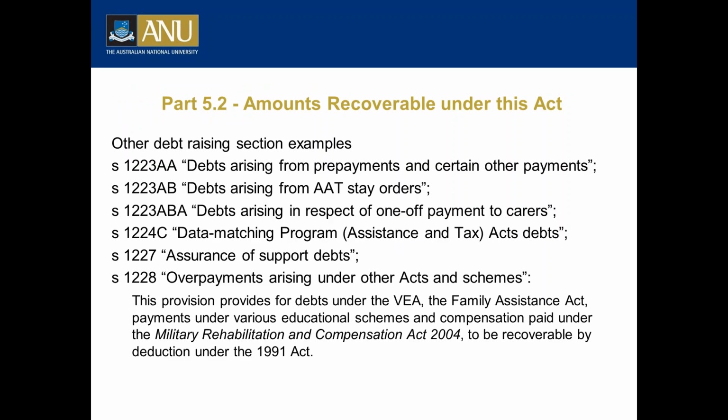On top of that, you've got some other ways of recovering debts. Prepayments have special rules. When there's an AAT stay order, there's a special rule. There are certain one-off payments from the past being collected. The data matching, well, that's already been mentioned. Assurance of support debts have some special frills to it, some quite non-beneficial frills, unfortunately. Then overpayments arising under other acts and schemes. The Social Security Act is being used to collect a variety of other debts: the VA debts, Veterans Entitlements, Family Assistance Act, the Military Compensation Scheme. So this is the statutory authorisation for this to be done by Centrelink through the Administration Act.